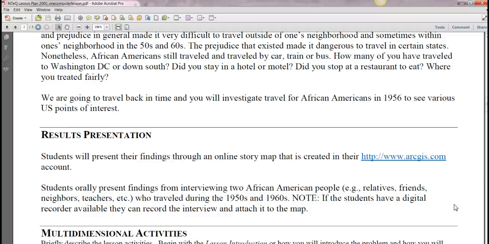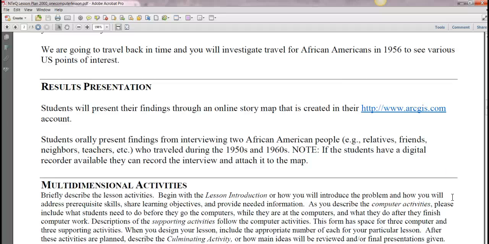So the results presentation, or the final project of this that the students will be doing, is they will be presenting an online story map that they create in the ArcGIS system. They're also going to interview 2 African American people who traveled during the 1950s and 60s, and they will present the findings from the interview.